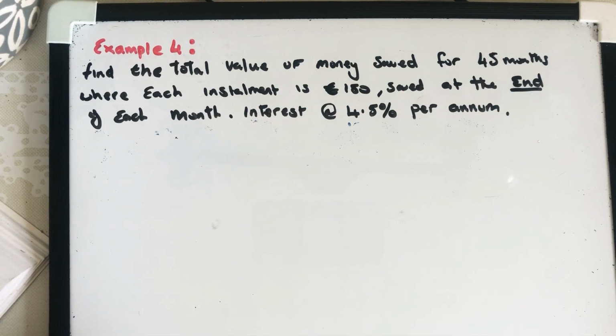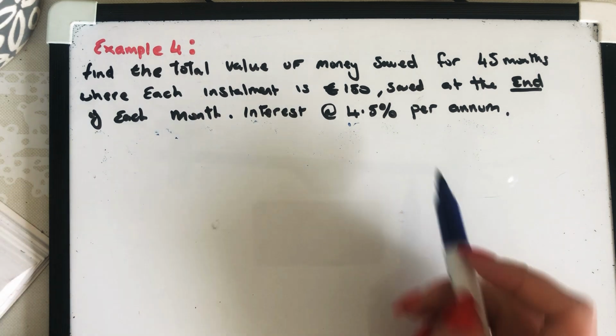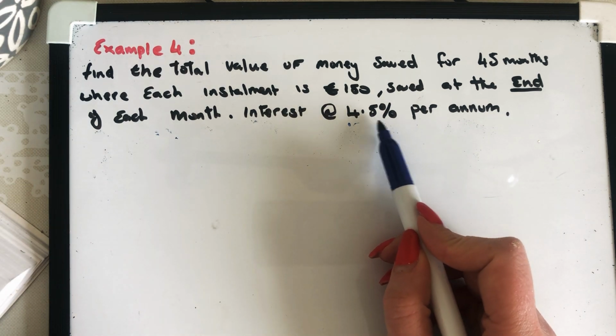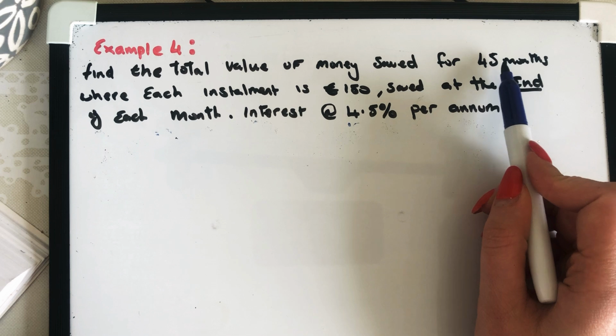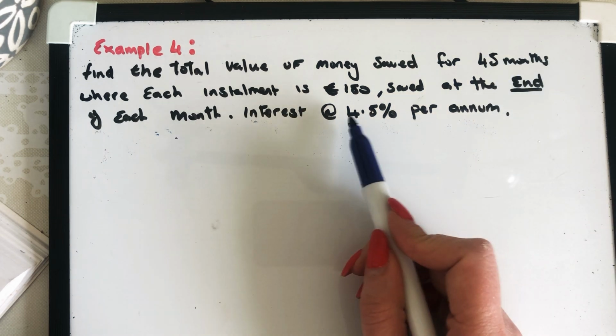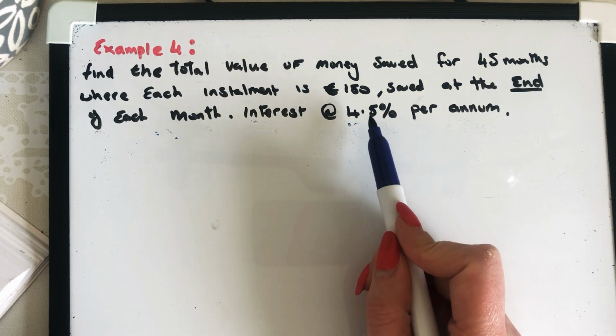This is the fifth video within financial maths and we're still covering instalment savings and this is example 4 of that. Find the total value of money saved for 45 months where each instalment is €150 saved at the end of each month and the interest is 4.5% per annum. First of all, you can see here that the interest is in yearly formation and the instalments are in months. So we're going to transform our interest from yearly into monthly.